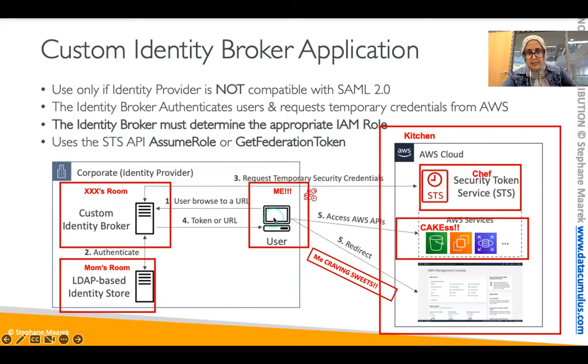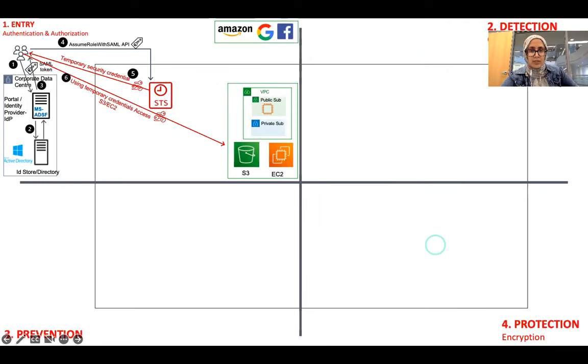So it's me sitting here. I go to the custom identity provider, and I'm being authenticated. And then I go back to the STS service, and the STS service gives me temporary security credentials, and I'm using those credentials to access those services. Okay, so that's what we did so far, right?